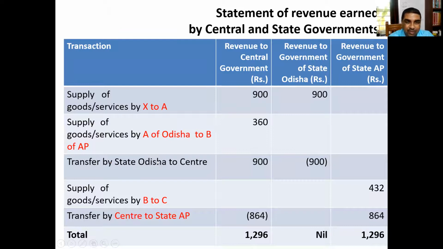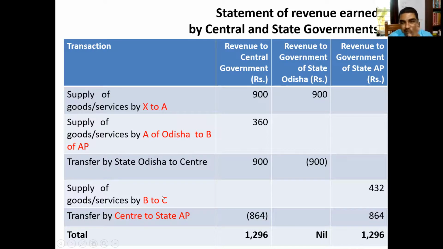And in addition to that, what has happened? Since IGST was reduced because of use of SGST, the Odisha government will be transferring 900 rupees to the central government. So Odisha government's share is reduced by 900 rupees. Center got 900 rupees.